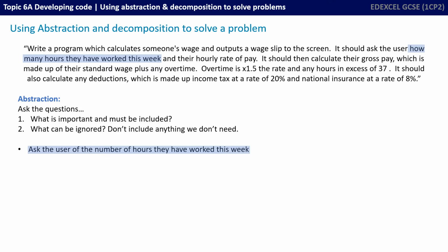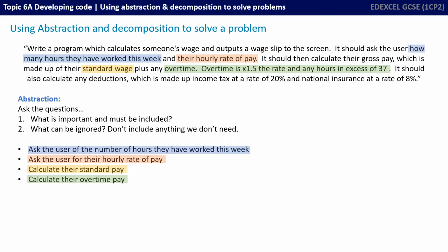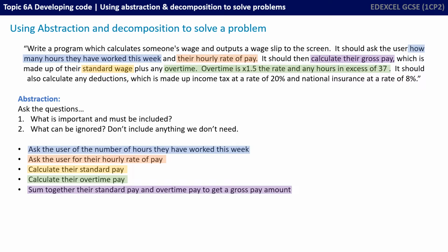So we can see here, our program is going to have to ask the user the number of hours they've worked this week. It's going to have to ask the user for their hourly rate of pay. Each of these are individual requirements which will end up being turned into code in Python. So we're going to pull them out and list them. We need to calculate their standard pay. We need to calculate their overtime pay. And of course, we need to sum together these two calculations to get their gross amount of pay.